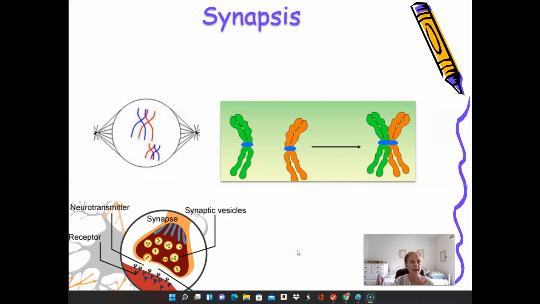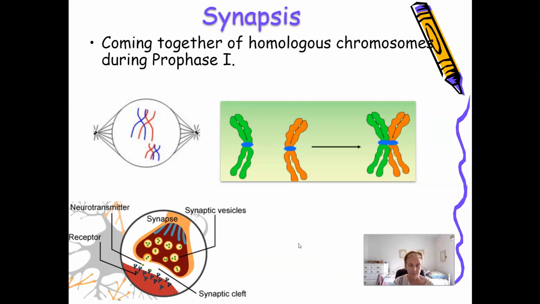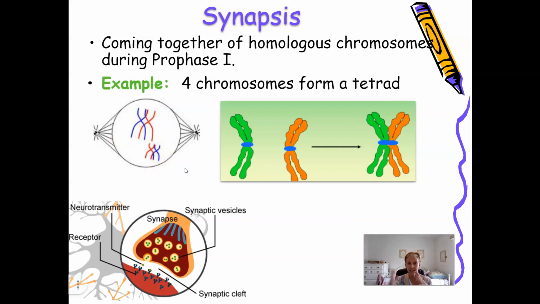Synapsis refers to a coming together. So in this case, it's the coming together of homologous chromosomes during meiosis. So the green, two sisters, orange, two sisters, are homologous, carrying information for the same traits. They will pair up and form a quad, a tetrad, during prophase 1 of meiosis. So here you have two different tetrads. So synapsis is the coming together, forming tetrads.